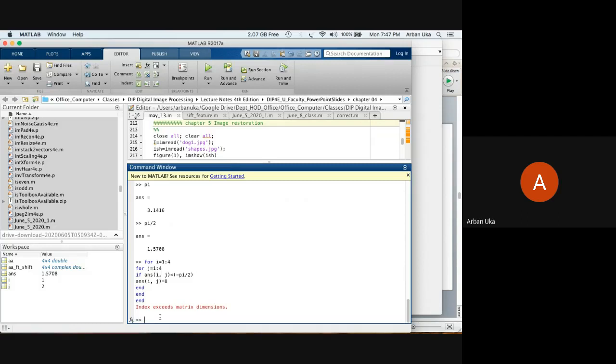Why? Index exceeds matrix dimension. Oh, okay. Yes, we made a huge mistake, because it is not the answer. Let's do it right here.